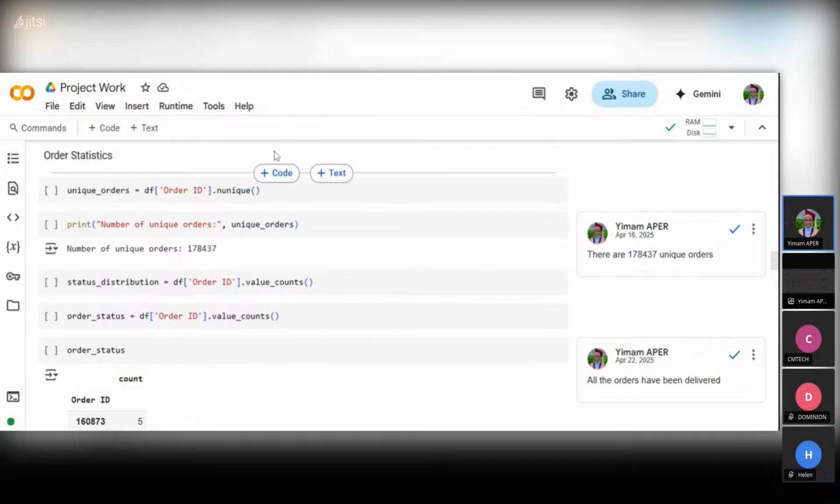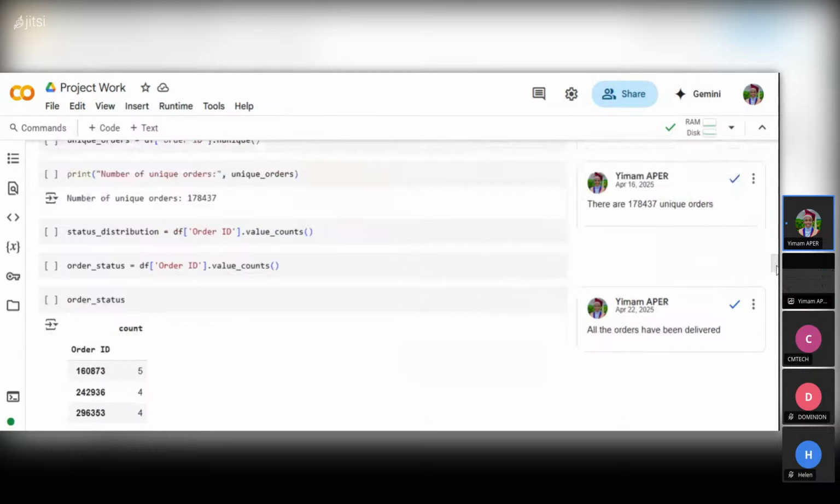Okay. The next question was what is the distribution of order status, that's delivered or pending. We're not able to answer this question, because there was no information on whether the goods were delivered or not delivered. So that question was unattended to.